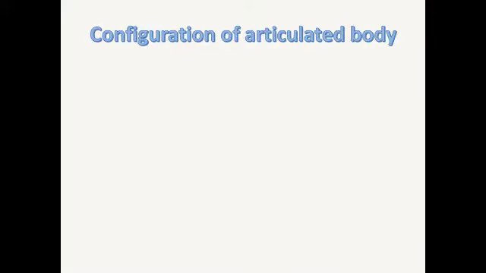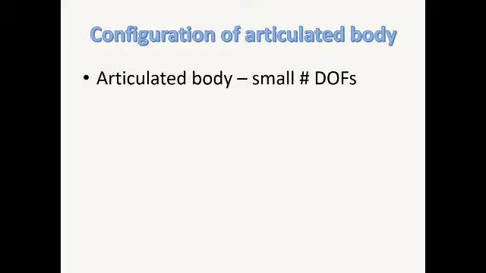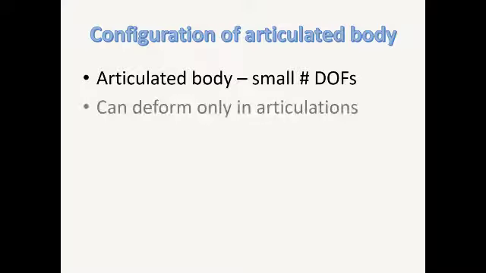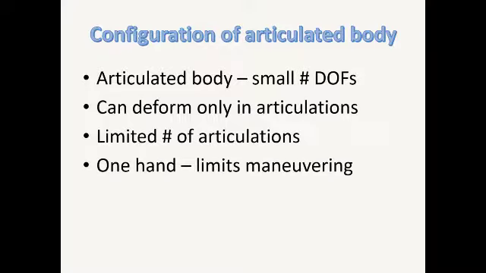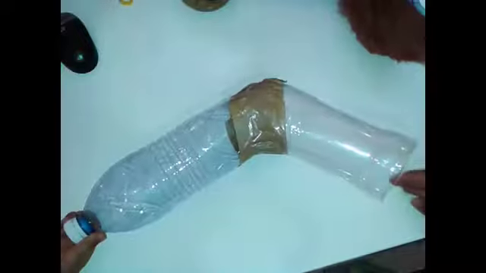All in all, the configuration of an articulated body is rather simple, because it has a rather small number of degrees of freedom. It can deform only in the articulations, and it has a rather limited number of articulations. On one hand, this is a limitation to the maneuverability. It limits our abilities to maneuver. For example, if my son had another articulation between his wrist and his elbow, he might have succeeded in touching this bottle cap from the inside like I asked him to do.